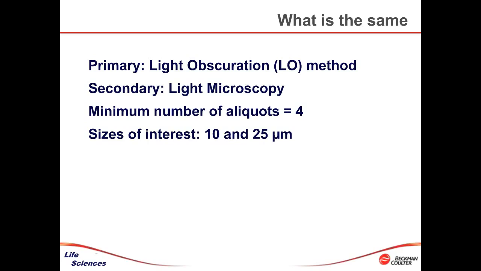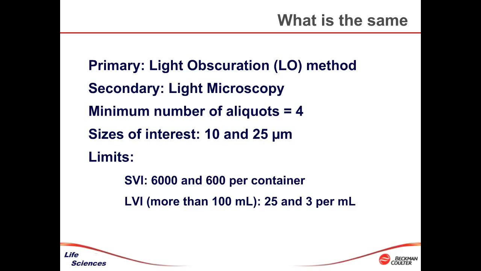Sizes of interest are still 10 and 25 microns. And the limits look the same, really. So we'll see there's a slight variation when we look at the large volume, but basically you're looking at limits of 600 for 25 micron, 6,000 for 10 micron in small volume, and in large volume 25 per ml at 10 micron, 3 per ml at 25 micron. So, same limits as 788.